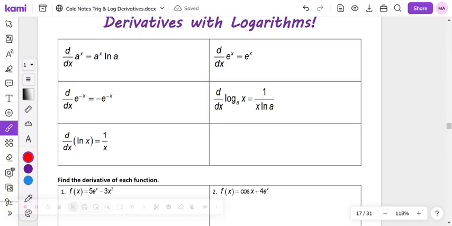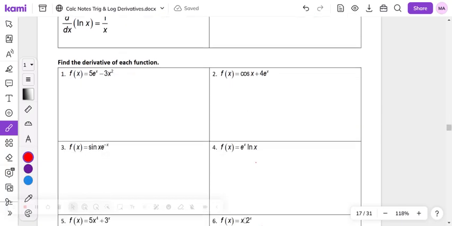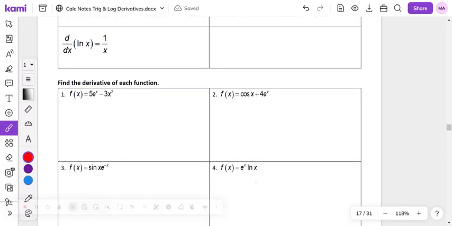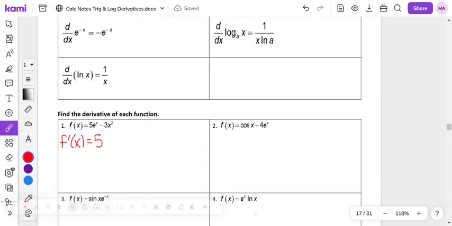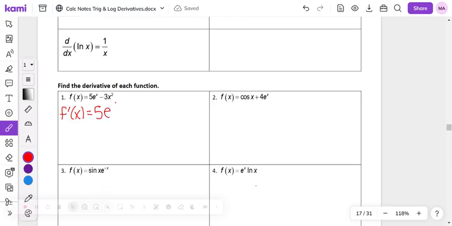So what we're going to be working on today is using these 5 derivative formulas to derive. So let's get started. So the first one, we have f prime of x equals, and we have to derive e to the x. Well, that is so simple because the derivative of e to the x is e to the x. Easy peasy. And then, of course, we use power rule.